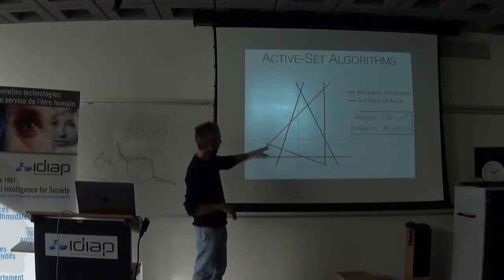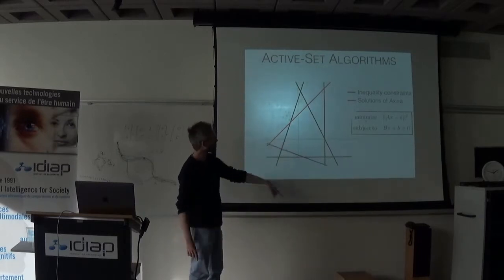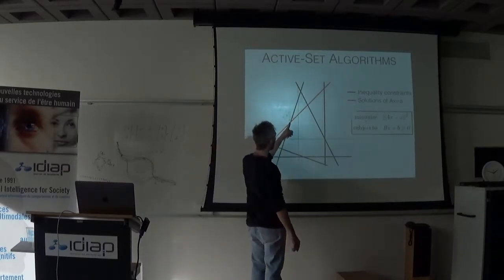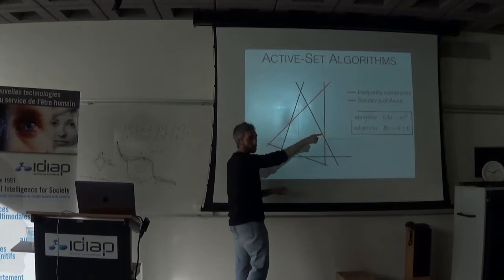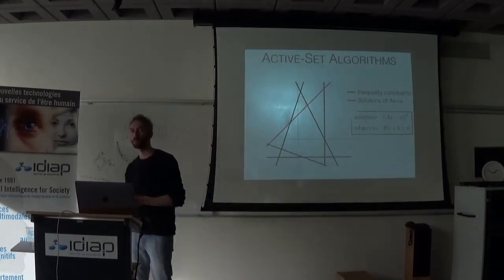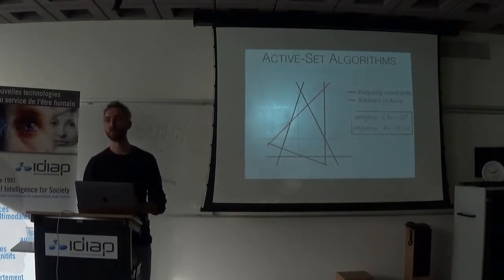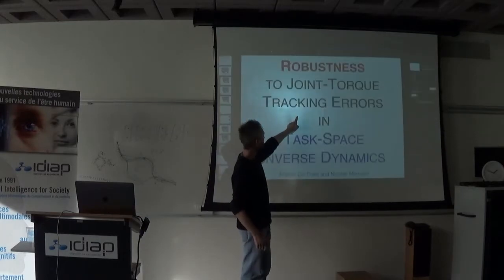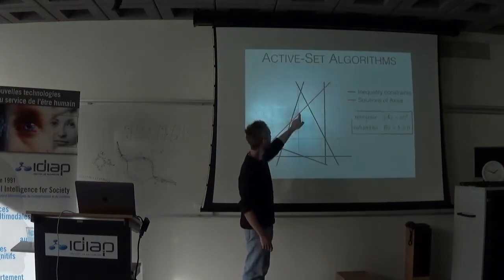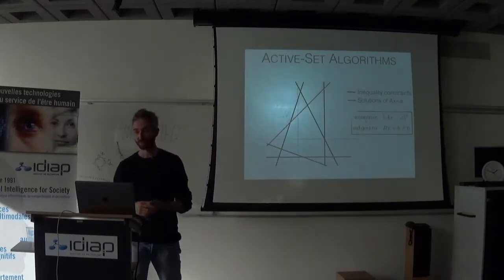So any point of this red line minimizes the cost function, but we have also the inequality constraint, so we want to stay between this point and this point, right? Any point on this line would be a valid solution of that problem. So if it was up to you, which point would you choose? Would you choose this point, this point, or this point? Well, middle, right? Because it's more robust.